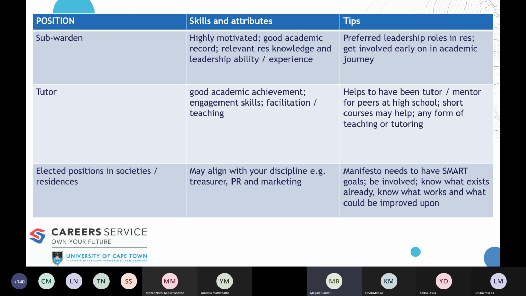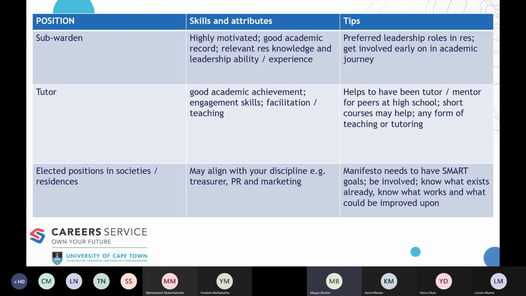So a tip here is that it helps if you've already had roles of responsibility or leadership roles. For those of you starting out in res in your first year, look out for positions like being a receptionist or a dining hall monitor, because it's a starting point for you. And then being a tutor within a faculty, again, you're going to need good academic achievement.